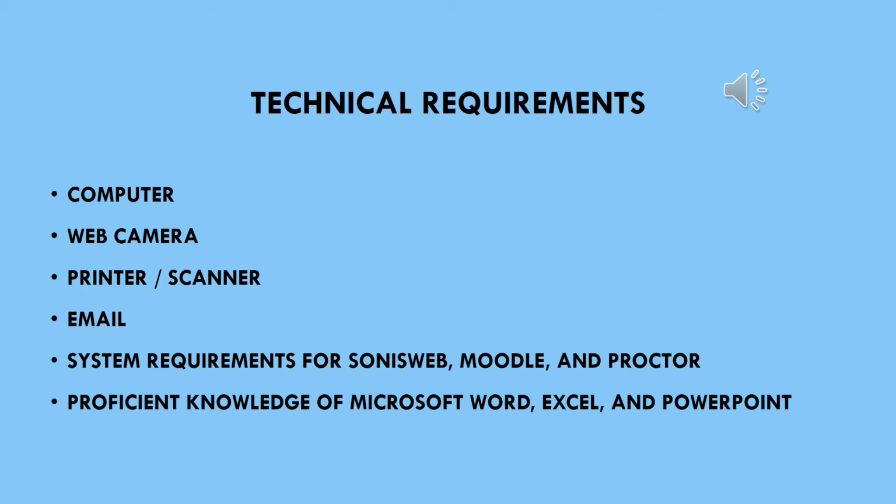There are basic technical requirements for the Associate of Applied Science program. The program requires basic computer knowledge and equipment. The student handbook on page 20 lists the computer requirements and the software requirements for the program, which include the college administrative system, which is called SonusWeb, the course delivery system, which is Moodle, and the testing system, which is ProctorU. Each system maintains a basic computer system requirement.